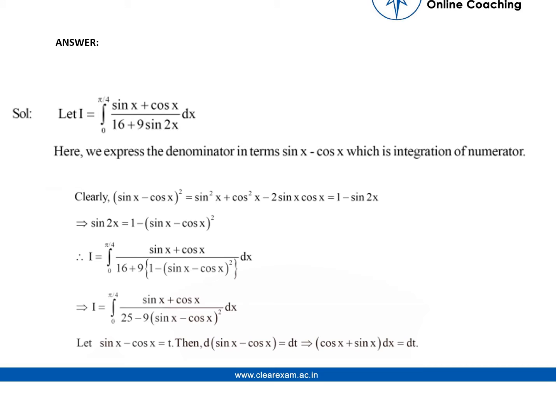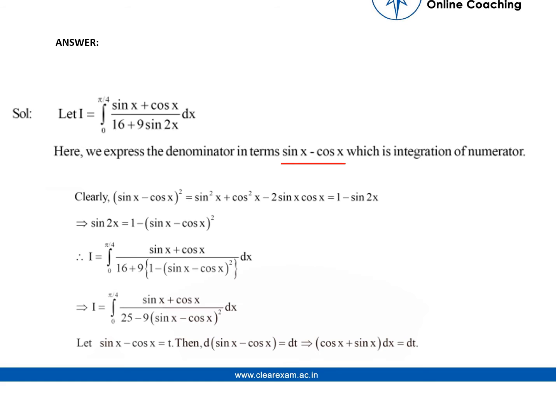Here we express the denominator in terms of sin x minus cos x, whose derivative is the numerator. Here (sin x minus cos x) whole square is equal to sin square x plus cos square x minus 2 sin x cos x, that is equal to 1 minus sin 2x. Now sin 2x is equal to 1 minus (sin x minus cos x) whole square. Putting the value of sin 2x, we'll get I is equal to the integral of (sin x plus cos x) upon 16 plus 9 times (1 minus (sin x minus cos x) whole square) from pi by 4 to 0.